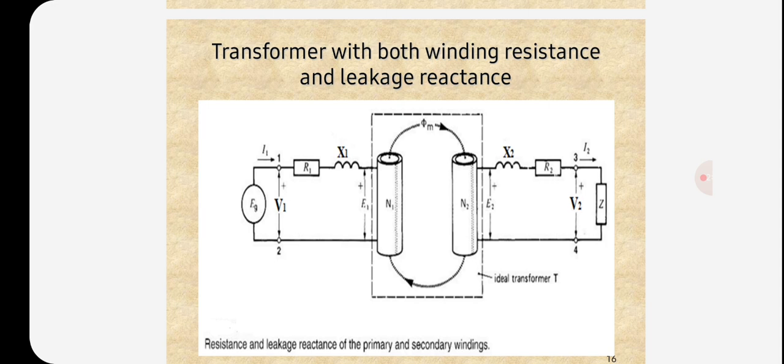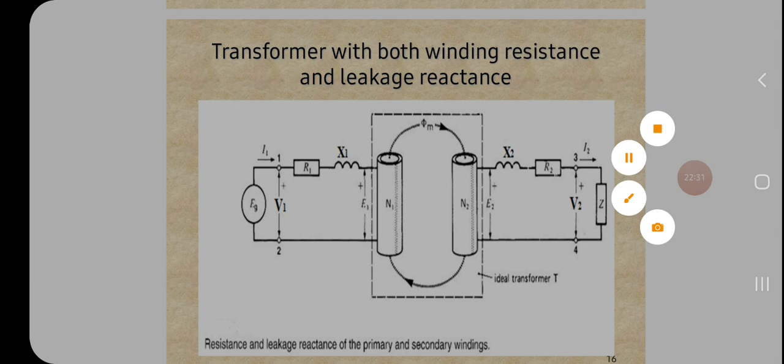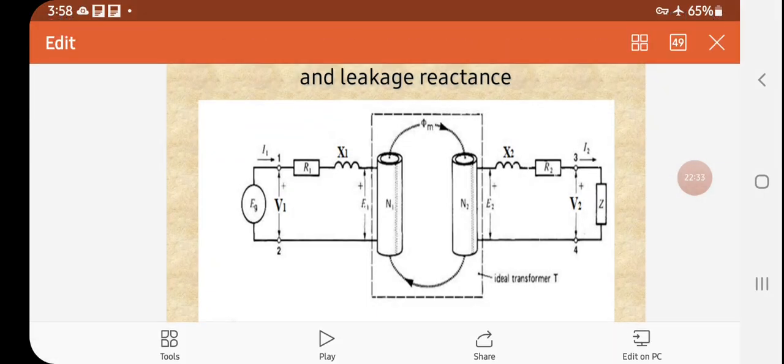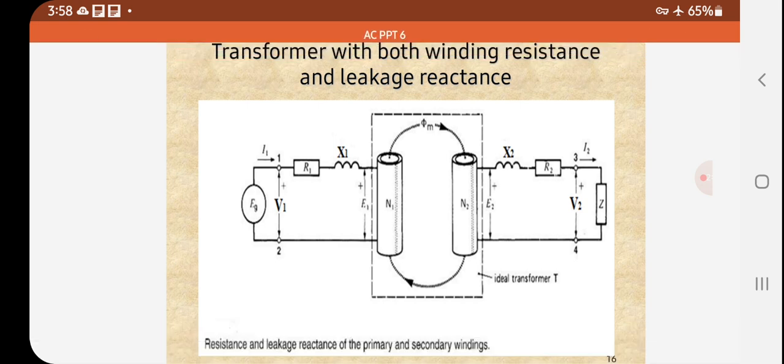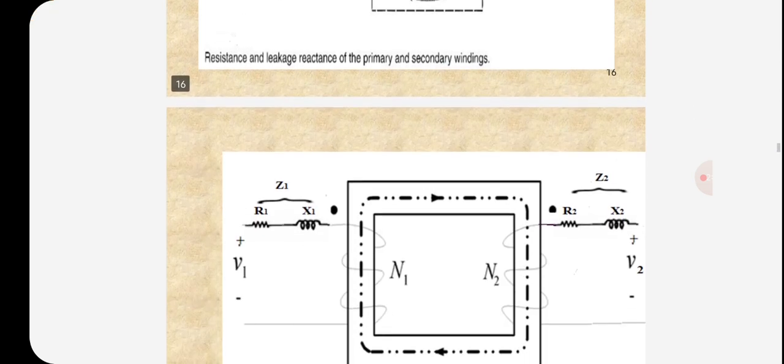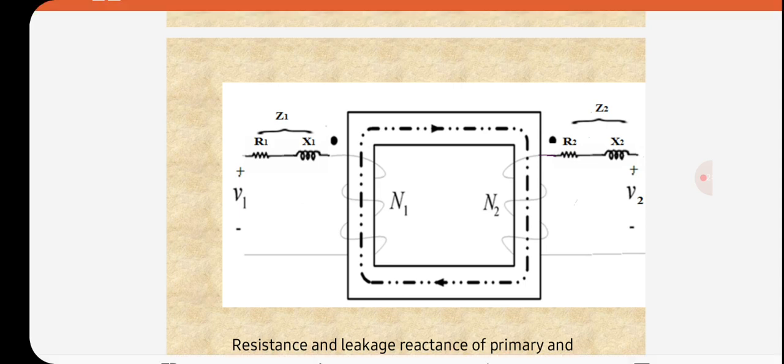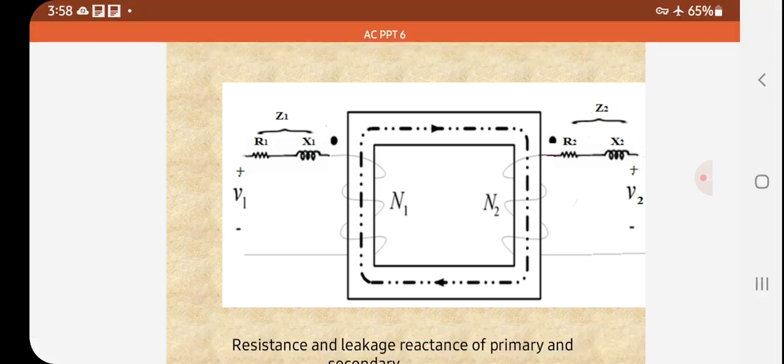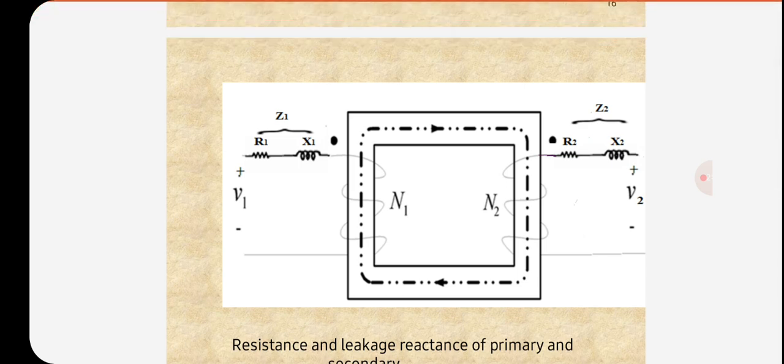So, transformer with resistance and leakage reactance. In this transformer with the resistance and leakage reactance, in this diagram, in primary, z1 is equal to r1 plus jx1, and at secondary side, z2 is equal to r2 plus jx2.